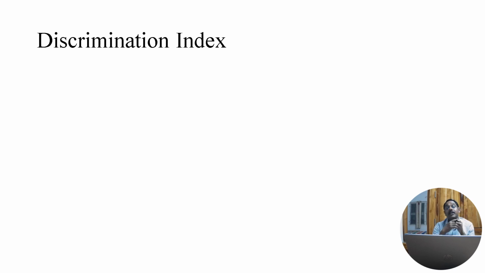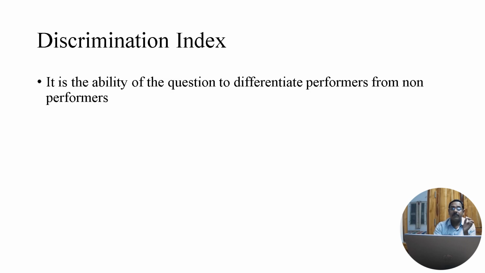Then next is discrimination. The previous one was the difficulty index, how hard or how easy a question is. Now the discrimination index. The discrimination index discriminates between the person who is reading and who is not reading, who knows and who knows not, who performs and who doesn't perform. So it differentiates between performers and non-performers, the high and low groups.